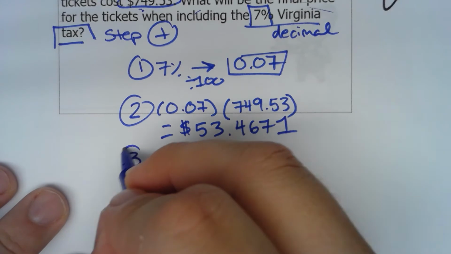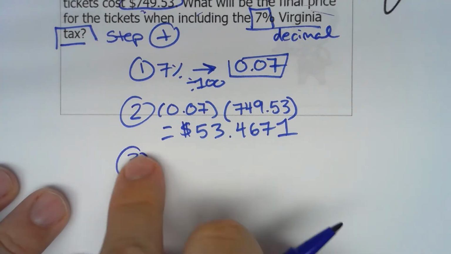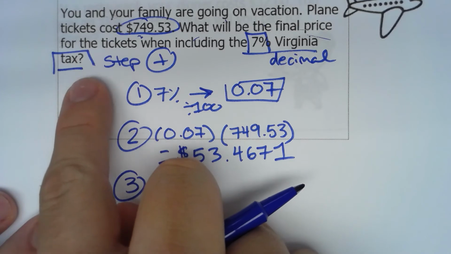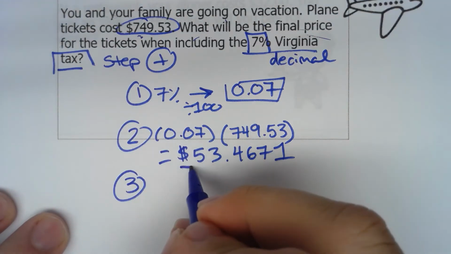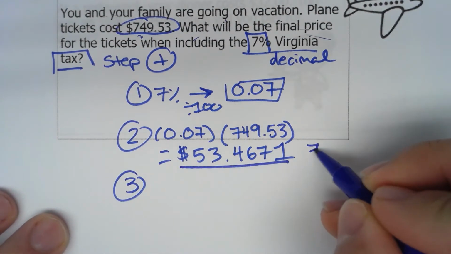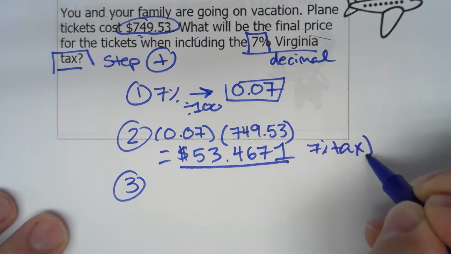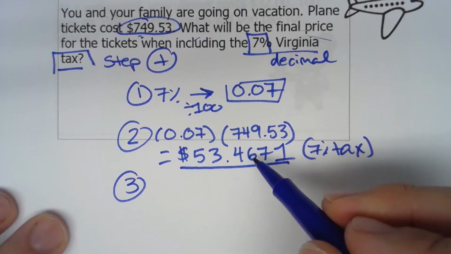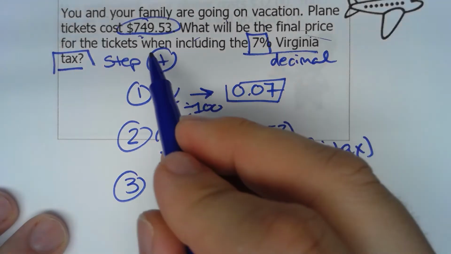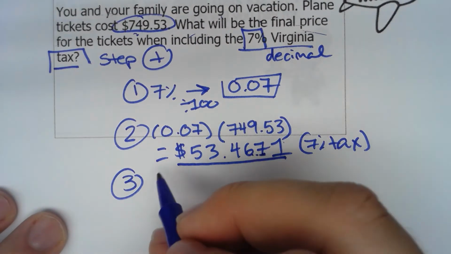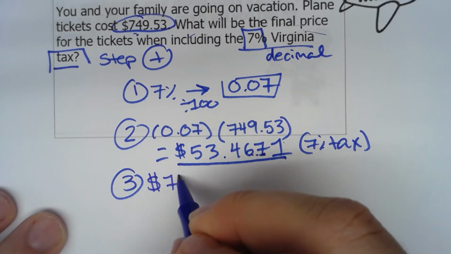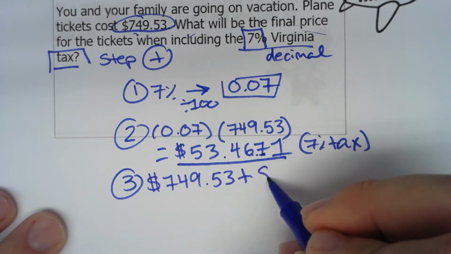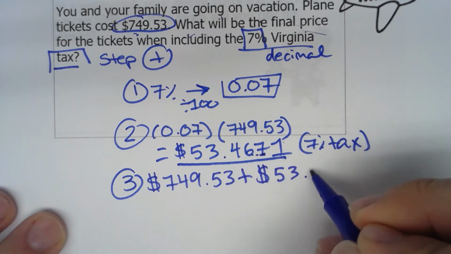Okay. And then the last thing you do is add to the original price because we're doing tax. Okay? So you have to add this. This is the 7% tax. Okay? You calculated 7% tax. Now you need to add this tax to the original price. So you can do $749.53 plus, go ahead and add all this. We can round later.